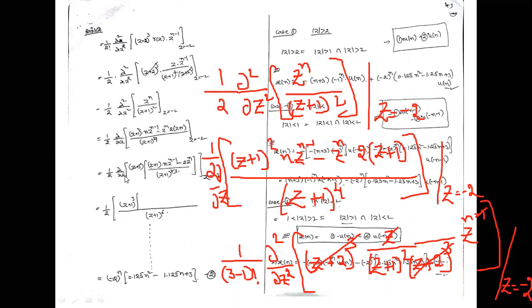Now again you can apply the dou by dou z of this function as two terms. So on, you can do this. What is the final answer? The minus 2 whole power n into 0.125 n square minus 1.25 n plus 3, after substituting z is equal to minus 2, my dear students. After substituting z is equal to minus 2. So I will do that.